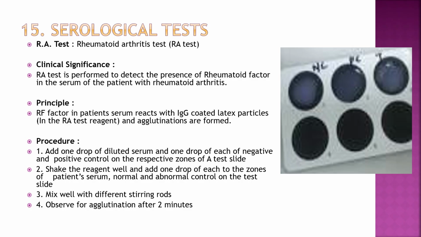Procedure, in short: you have to take three circles, label them as test, positive control, and negative control. Add serum to the test, then 1 drop to the positive control and 1 drop to the negative control, and then add the antigen provided in the kit, mix, wait for 2 minutes, and then see for the clumps.